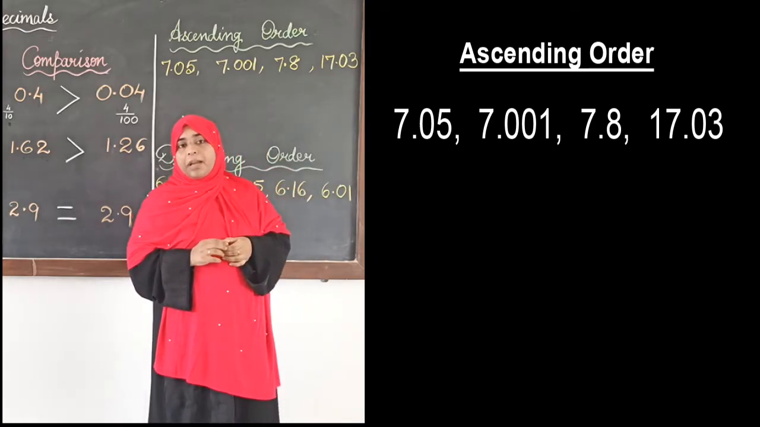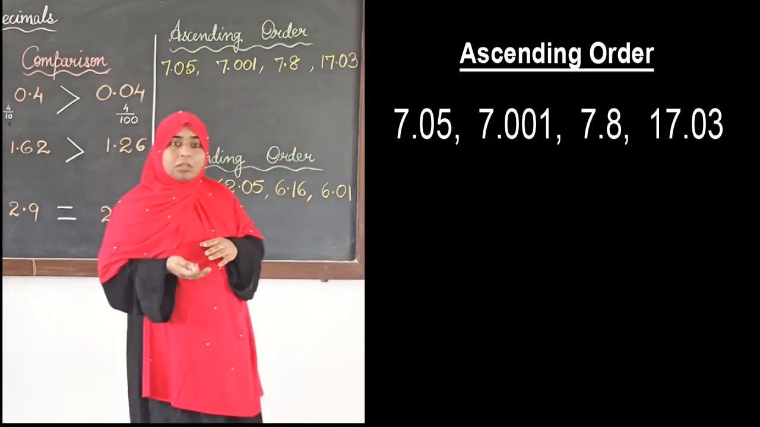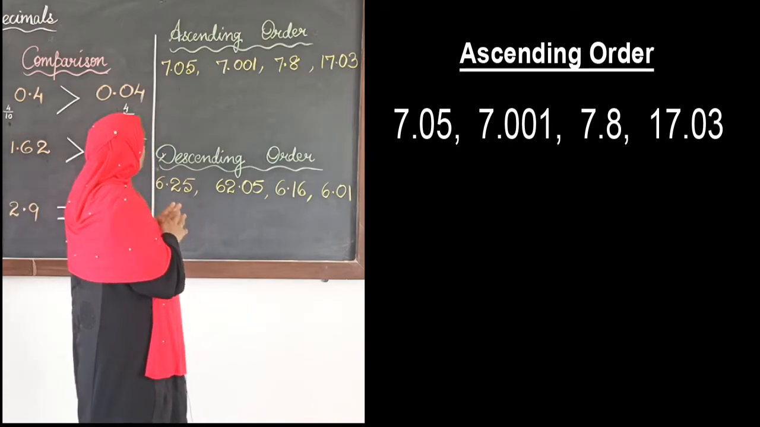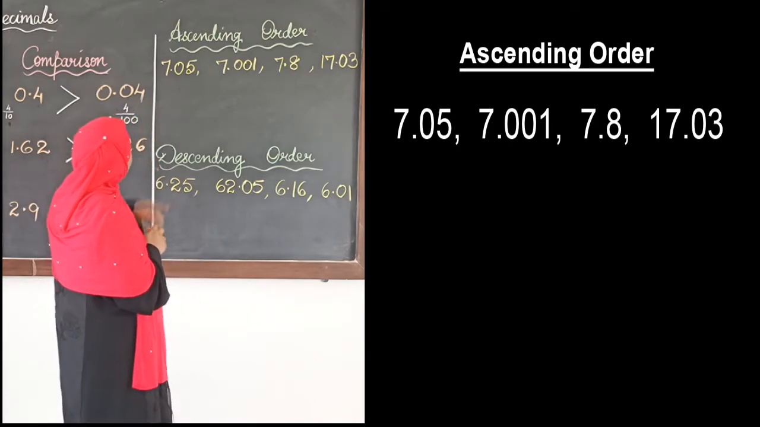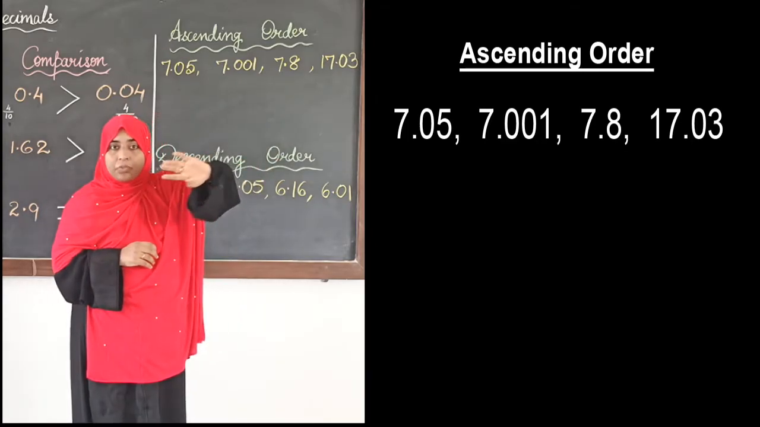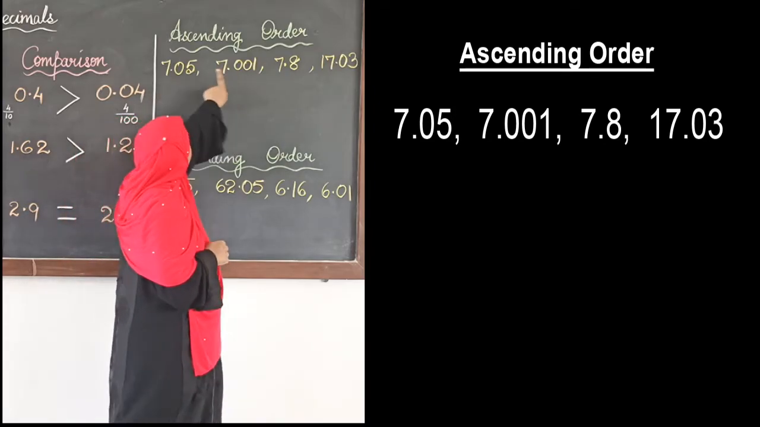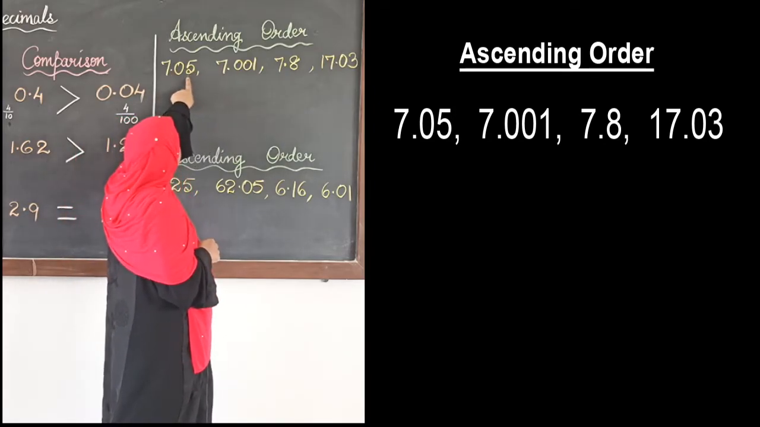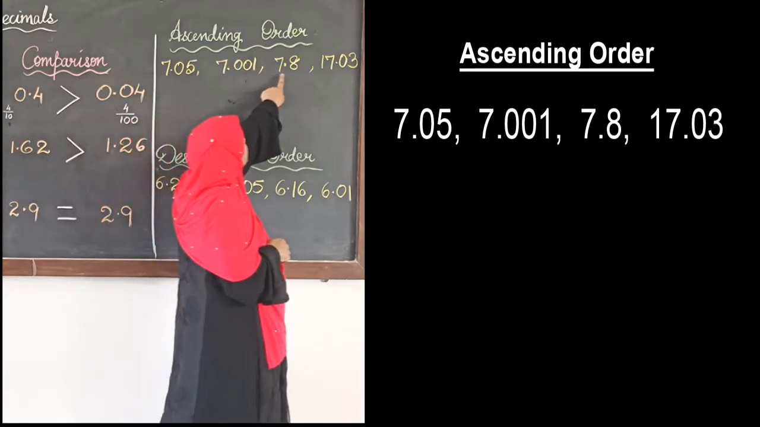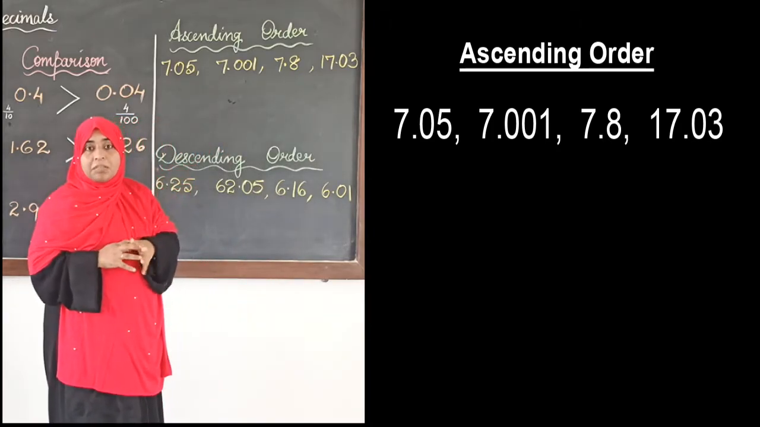First we have to always compare the whole number. Then we will go to the decimal part in case the whole numbers are the same. Looking at the whole numbers, we have 7, 7, 7 and 17. So 17 is the greatest, so we will keep it aside. We will compare the three 7s that we have: 7.05, 7.001 and 7.8. Which one do you think will be the smallest in value?